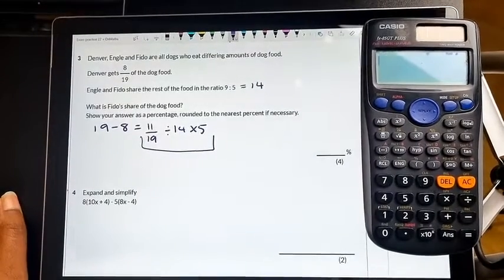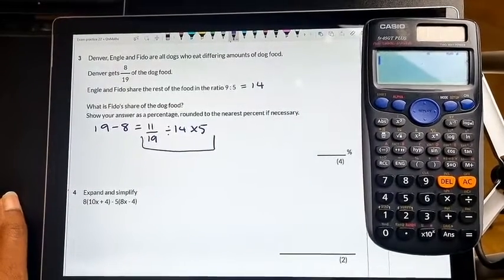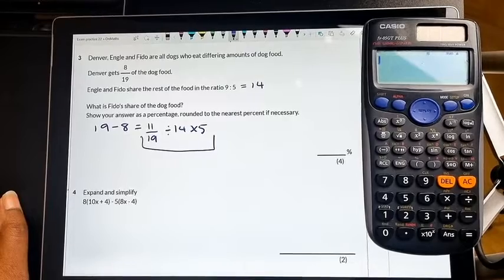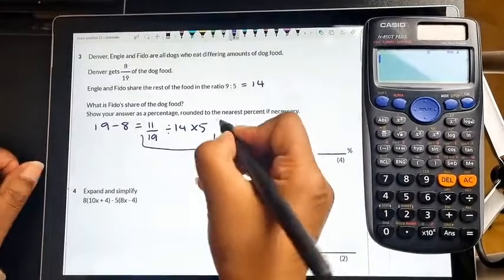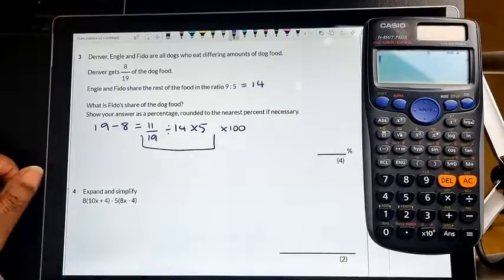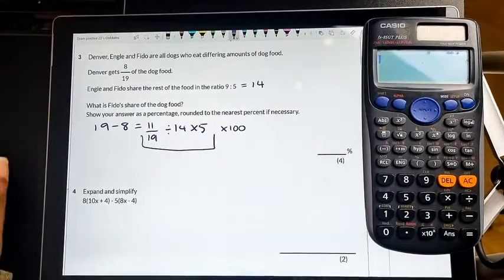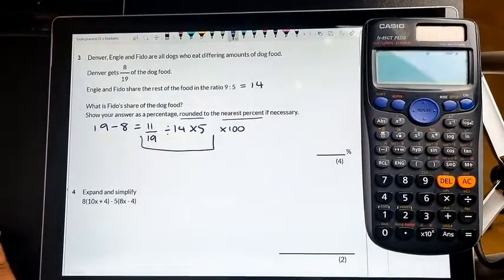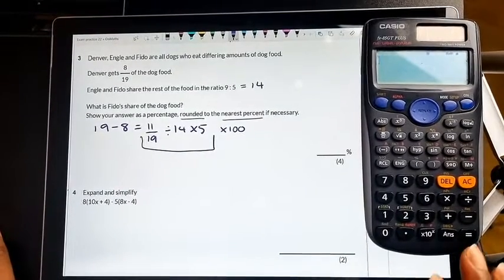We want the percentage as well. So we know percentage is out of 100. So whatever value you get at the end, you times by 100. Okay, guys? Make sure you times at the end by 100. So once you have that, you should be able to round to the nearest percent. Let's plot that on the calculator. I don't like wasting time on the calculator paper. This is quick and easy to do.